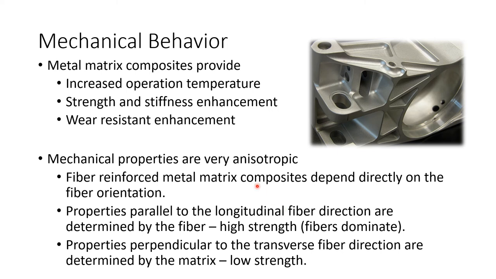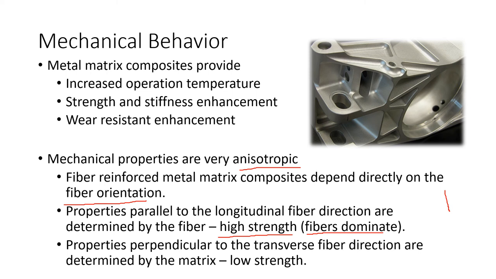So mechanical properties are very anisotropic, the same term coming up, yeah? So dealing with orientation. The fiber reinforced metal matrix composite depends directly on the fiber orientation. This is that anisotropic. Why? Because the fiber reinforced composite depends directly on the fiber orientation, how the fibers are located, oriented. So properties parallel to the longitudinal fiber direction are determined by the fiber, and we want this property high strength. Longitudinal fibers, again, that direction orientation, fiber dominated, that's how we take it.